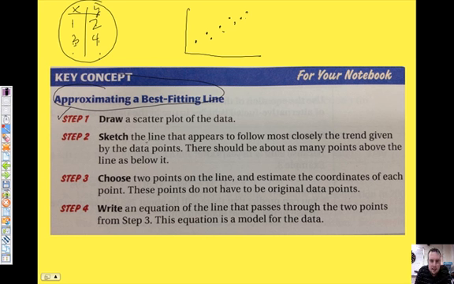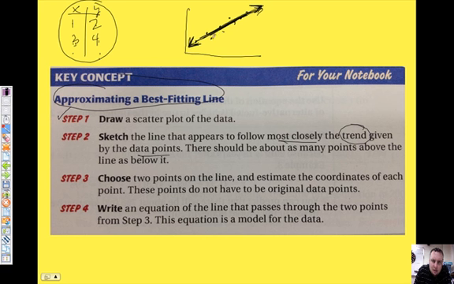Next, step 2. Sketch the line that appears to follow most closely the trend given by the data points. So you're going to draw a line that is basically the trend of these points. Okay? So you're going to make a best fit line. You're going to take your ruler and go through as many points as you can. Don't just go down the middle, but try to get as many points as you can. Maybe that's not the best fit. Maybe it's through these 2 or 3 points here. It's kind of ambiguous sometimes, a little bit.